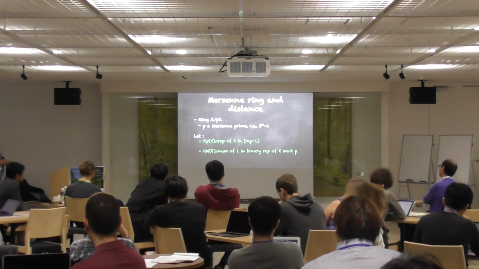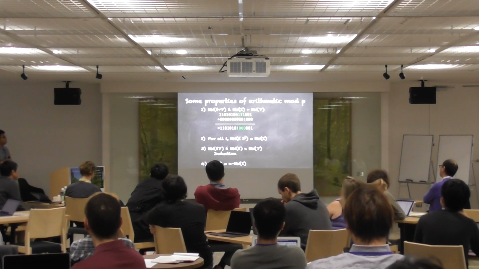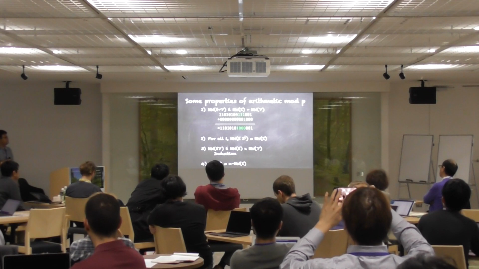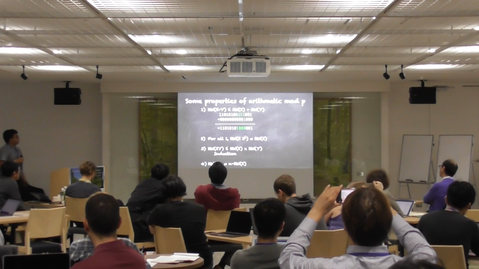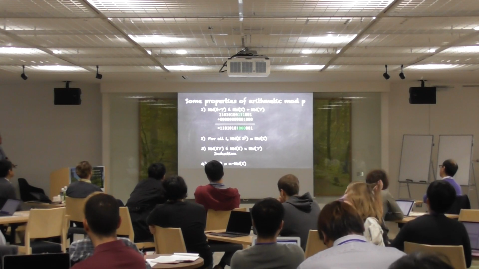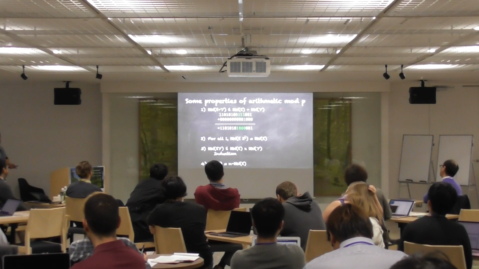Okay, so why do we work with this? Let's look at some properties of arithmetic modulo a Mersenne prime, which are very attractive and which lead us to work with this. The first property that I mention here is that when you take the Hamming weight of the sum of two strings, that is upper bounded by the sum of their Hamming weights. It's not too hard to see.